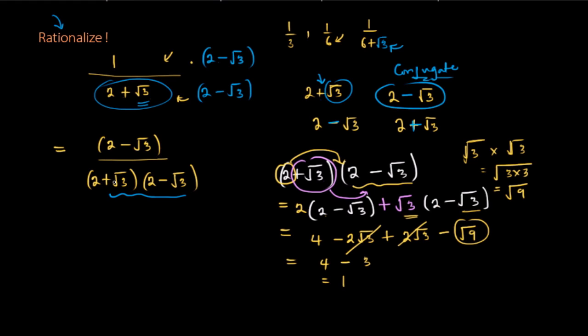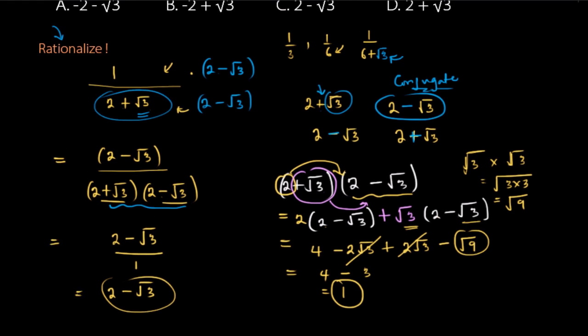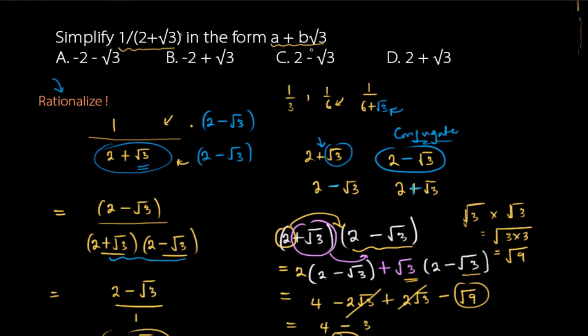So now you've been able to find the product of these two radicals. We now have 2 minus the root of 3 divided by 1, since the product we obtained here is 1. This just gives you 2 minus root 3, and this is your solution. So 2 minus root 3. Yeah, this is the solution. So our answer is C.